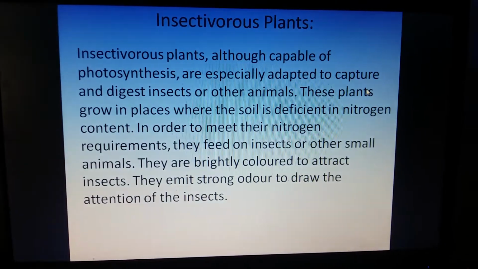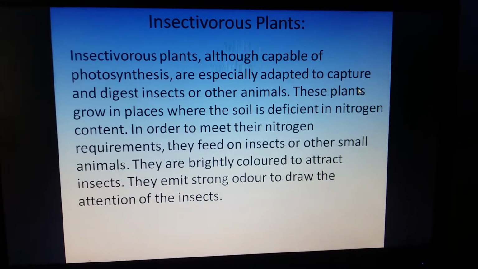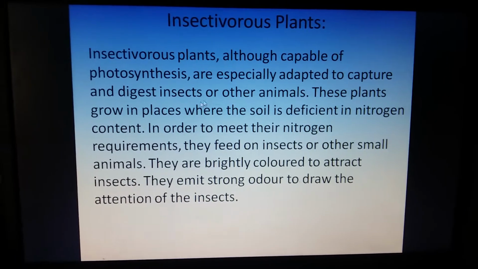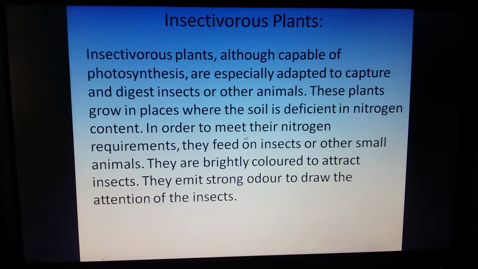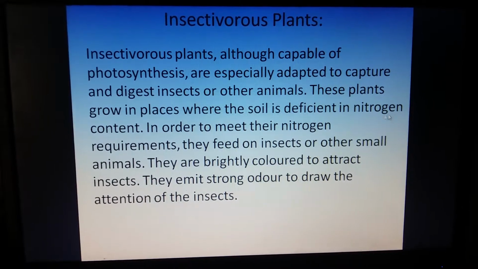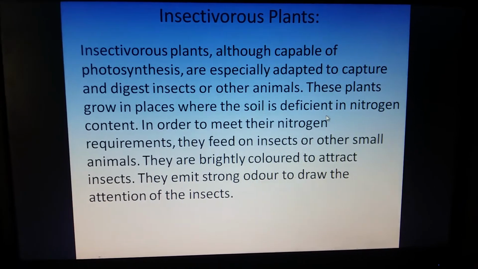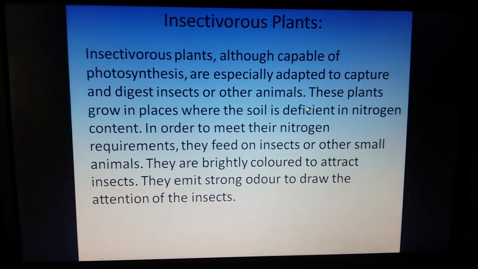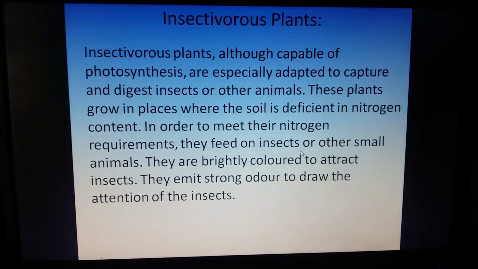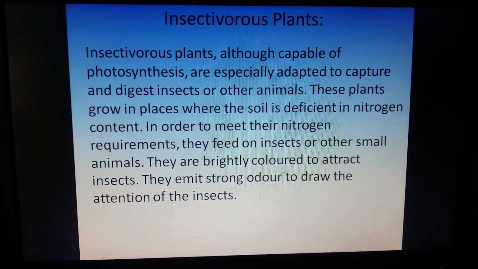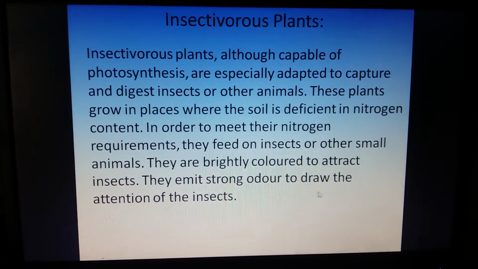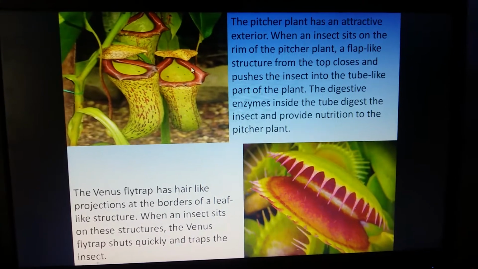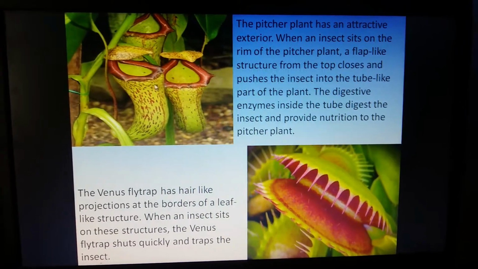Okay. Now the third category is insectivorous plants. Insectivorous plants cannot do photosynthesis and they grow in soil which is deficient in nitrogen. So to obtain nitrogen, they catch insects or other animals and digest them. Therefore, they have bright colors and strong odor so that they can attract insects towards them. For example, this is a pitcher plant. It has very attractive features.